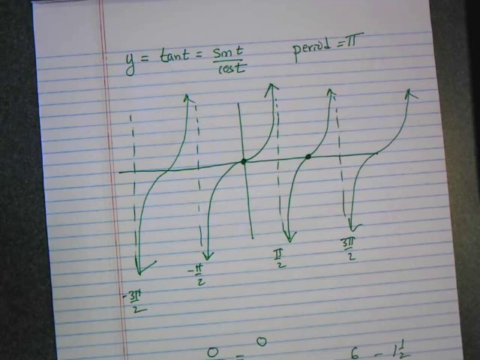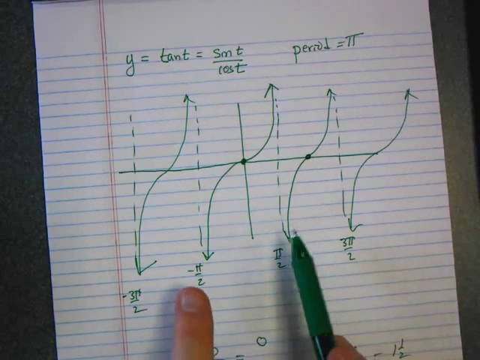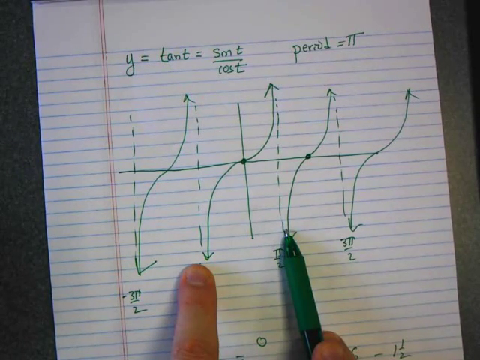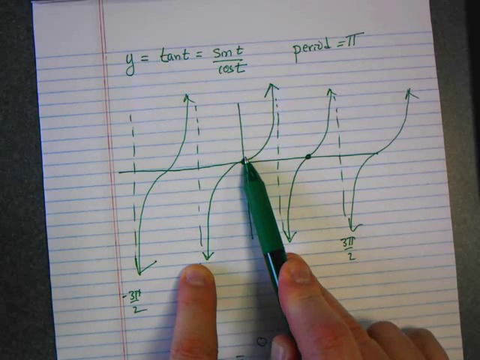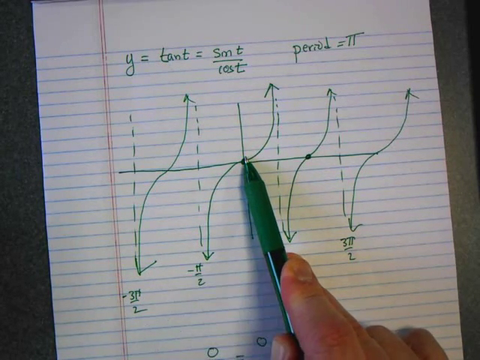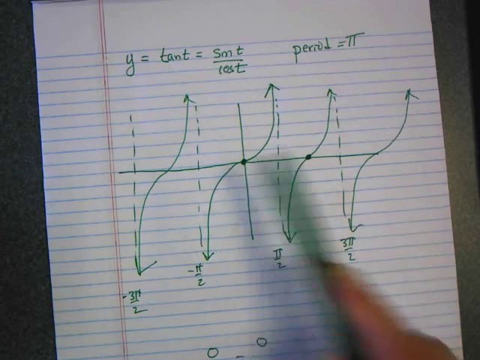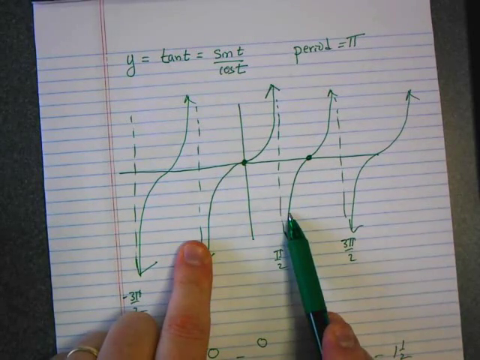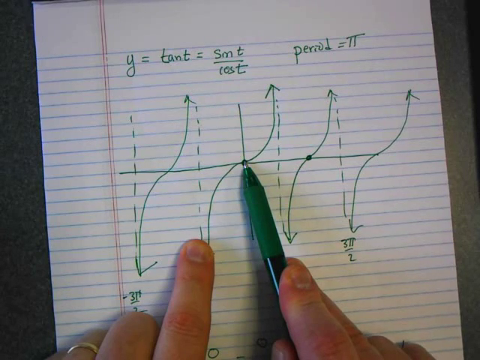So when you draw a tangent graph, what am I going to expect to see? Pretty much that. I'm going to want to see one complete cycle. So one complete cycle means you need to give me 2 asymptotes and 1 point in the middle. So for a tangent graph, I only need to see 3 things. For sine and cosine, I needed 5. For tangent, I only need 3. 2 asymptotes and a point.